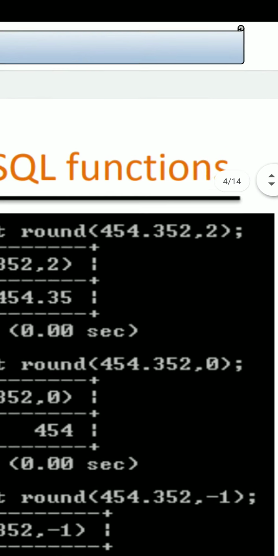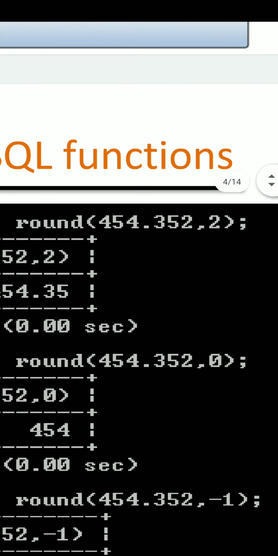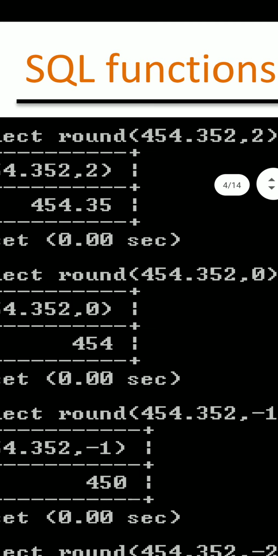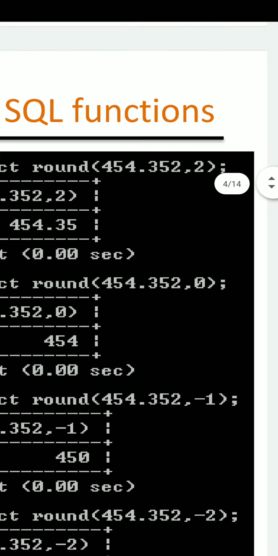Now we take another example. We want to find out the rounded value at decimal place 0, meaning at position 0 it is 4, and its just right side value is 3, which is not greater than or equal to 5. That's why it will remain 454. So in rounding, after the decimal place the right side values are discarded, and 454 will remain only.